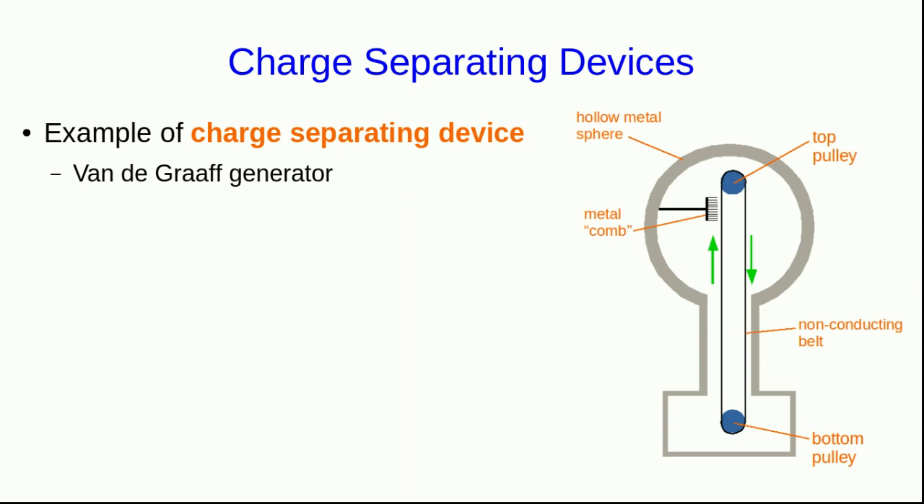If all we could do with electricity was separate charge by rubbing things with our hands and pulling them apart, then this wouldn't be very technologically useful. But we can build devices that separate charge. A good example is a Van de Graaff generator. It's not really important that you understand how a Van de Graaff generator works in detail. It's just a very good example of a charge-separating device.